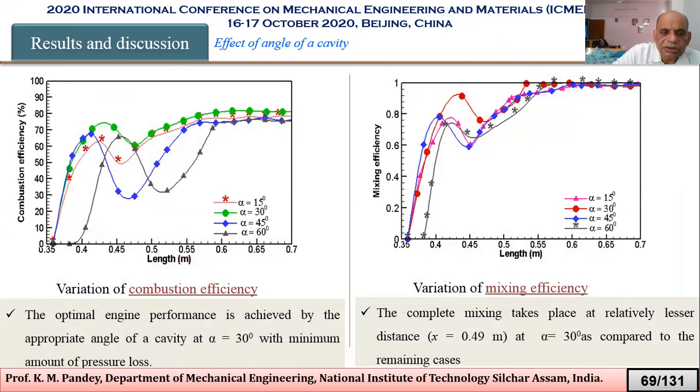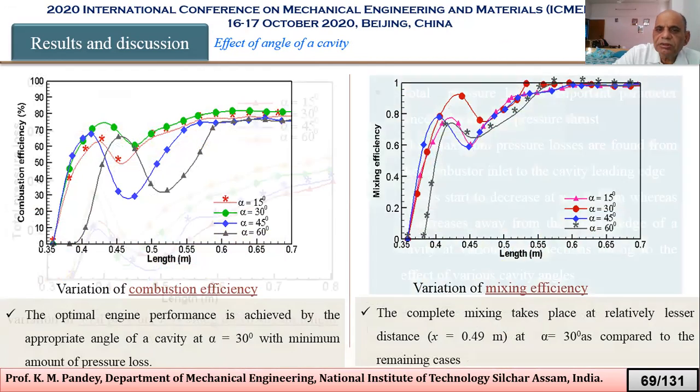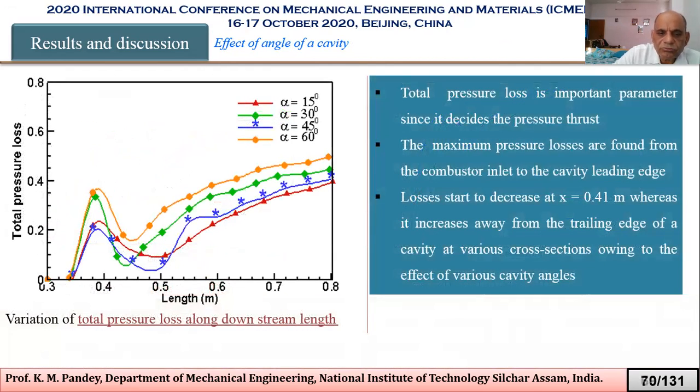Then for the variation of combustion efficiency, we observe that the optimal engine performance is achieved by the appropriate angle of the cavity at alpha equal to 30 degree with minimum amount of pressure loss. And here also the complete mixing takes place at a lesser distance for alpha equal to 30 degree as compared to the remaining cases. The variation of total pressure loss is also concluded.